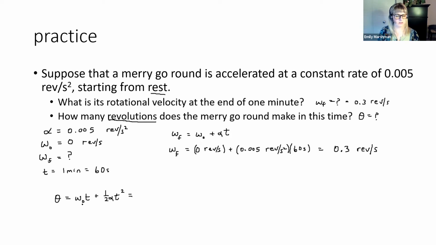The first term is 0 because the initial rotational velocity is 0. So I'm just left with the second term, 1/2 times the rotational acceleration times time, 60 seconds. And don't forget to square it. So 60 seconds squared multiplied by 1/2 multiplied by 0.005. That gives 9. And what are our units? Well, I have seconds squared on the bottom and seconds squared on the top, so I'm left with 9 revolutions.